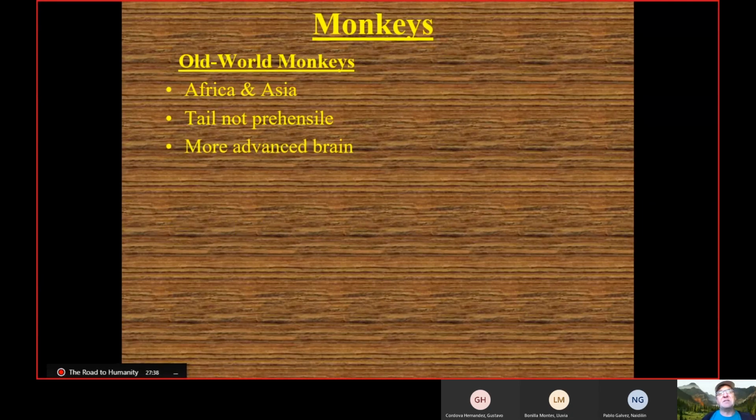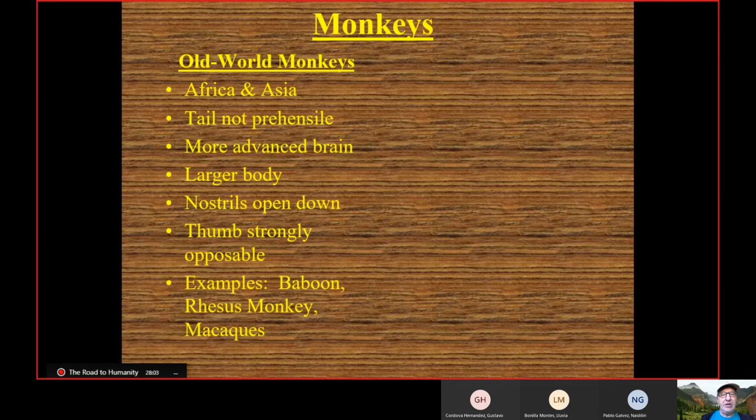Then their brain is more advanced than the New World monkeys. They tend to be bigger. And this is an interesting one, as we'll see. The nostrils open downward. Just like you and me, our nostrils open facing downward, but that's different than the New World monkeys. Their thumb is strongly opposable, like us. And examples include baboons, rhesus monkeys, and macaques.